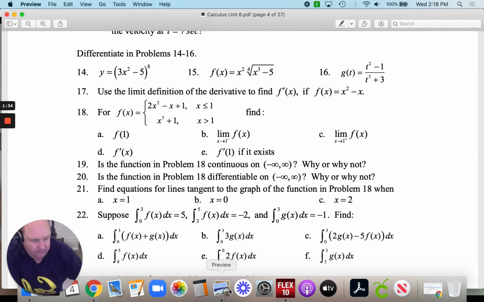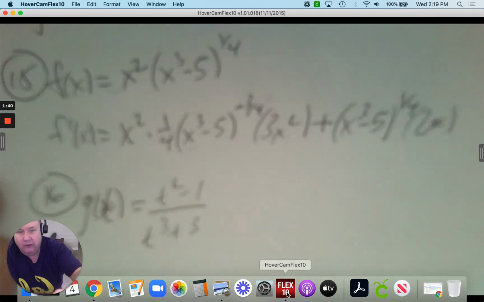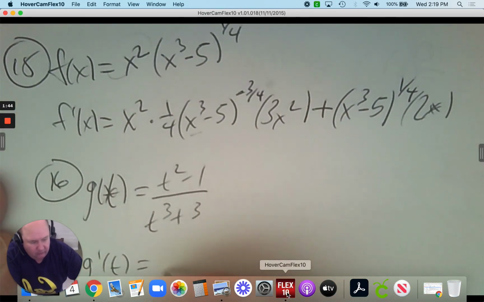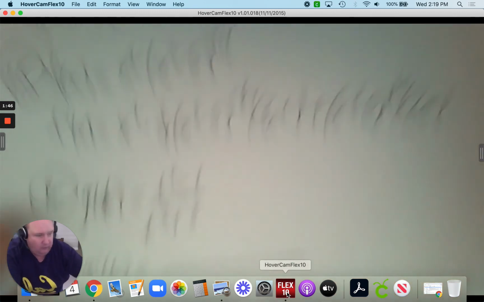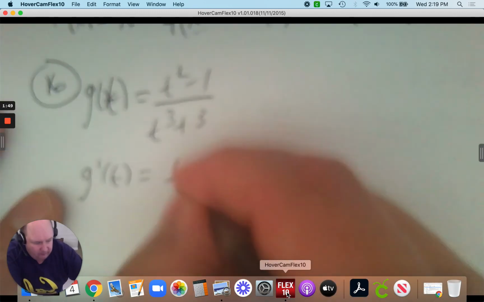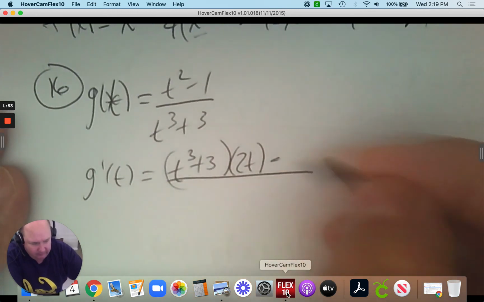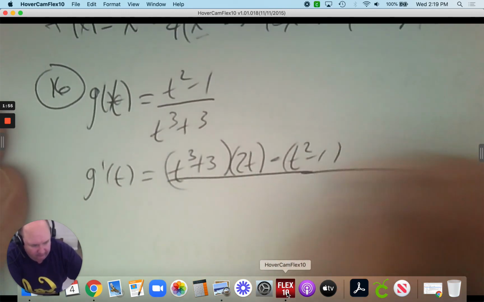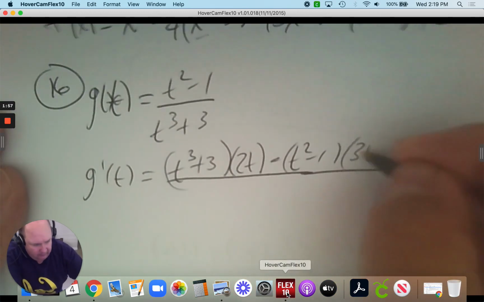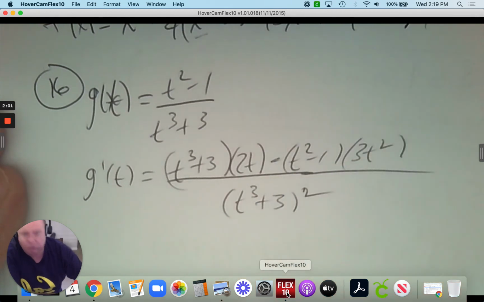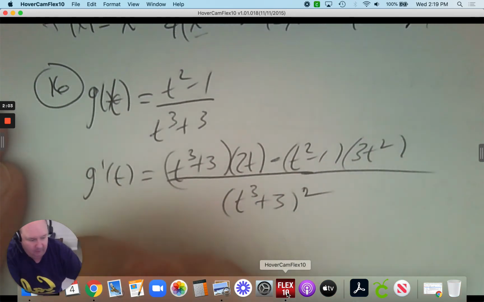T squared minus 1, t cubed plus 3. Take the derivative. What rule are you going to use? So to take the derivative here, you're going to use the quotient rule. What is the quotient rule? That is the bottom times the derivative of the top minus the top times the derivative of the bottom, and then the bottom squared. Done. 17.